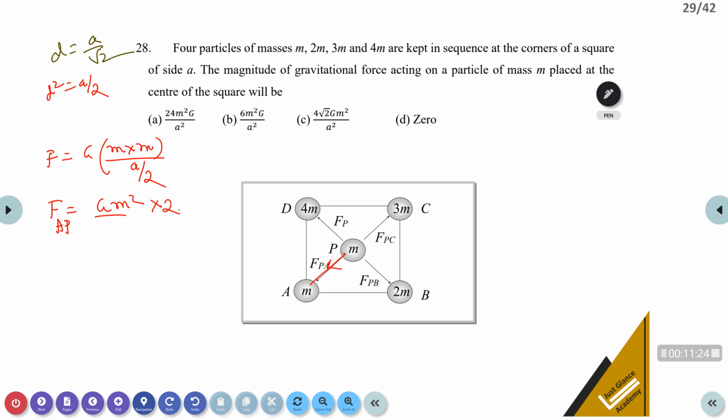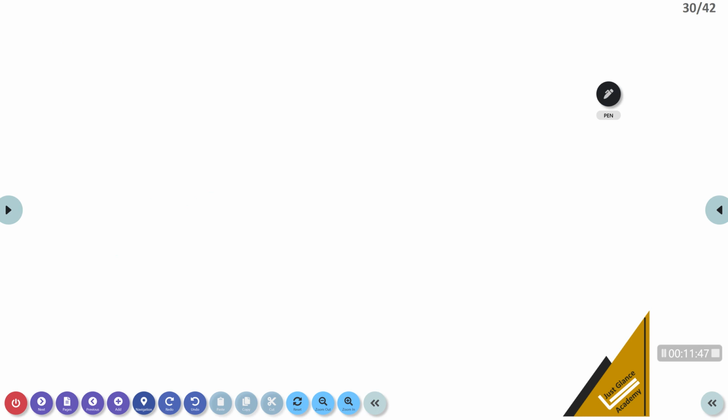Similarly, students, don't waste your time. It is 2 times, 3 times, 4 times, no? So that F of BP, this I will call as F. This will be 2F. This will be 3F. This will be 4F, like this. Don't waste your time.